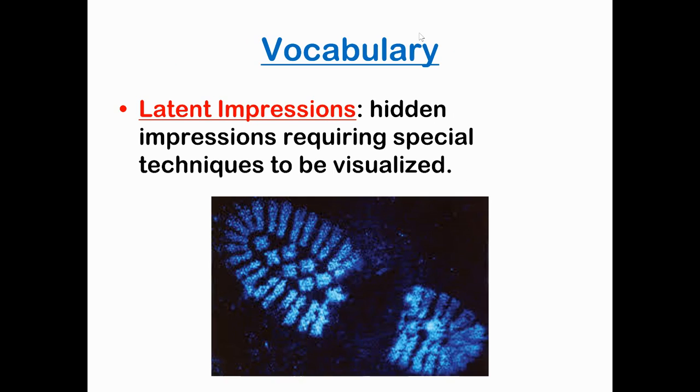First word, latent impressions. Hidden impressions requiring special techniques to be visualized. Here you see a shoe print that has been visualized by using luminol. Somebody had stepped in some blood, left blood tracks as they walked by, tried to clean it up. Well, you can't clean up blood like you think you can. And so luminol helps the area be visualized by glowing.